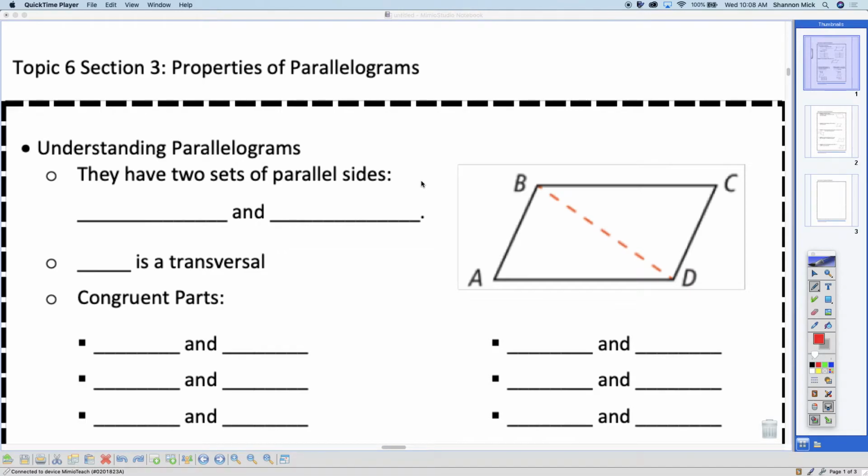So, parallelograms. You need to calm down now. Topic 6, section 3 is parallelograms. We know what a parallelogram is. We know a lot about them already, so this shouldn't be hard. We just have a lot of stuff to list.